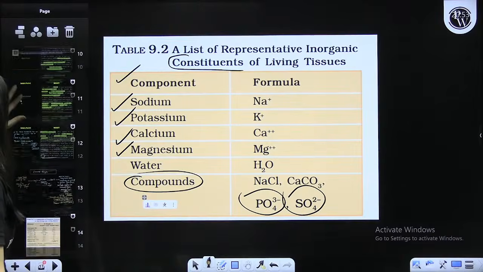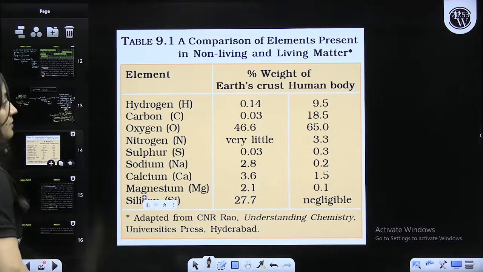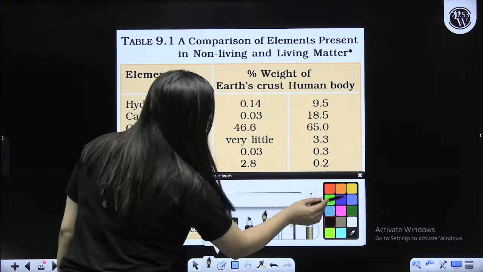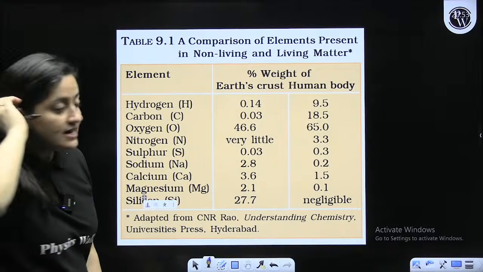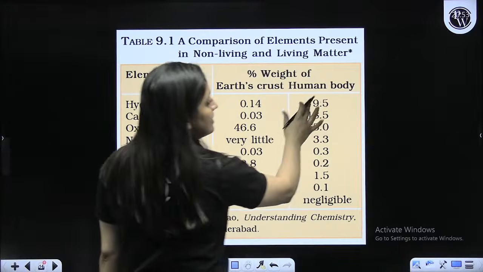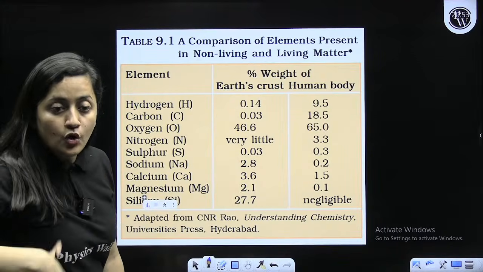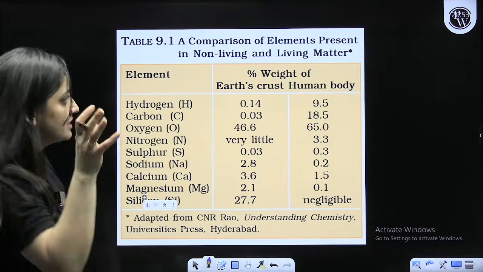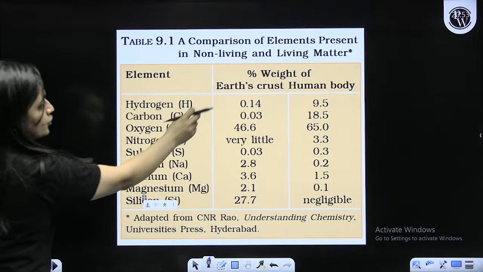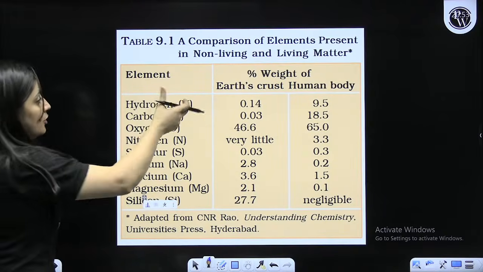One more table. From the biomolecule chapter, make sure you do not miss any table. This table is from the new NCERT. If you have the old NCERT, they will not show you 9.5, rather they will show you 0.5. So how can we focus on these tables, or what do we have to understand from them? Let's discuss that. They are showing the earth crust, which is non-living, and the human body, which is living.